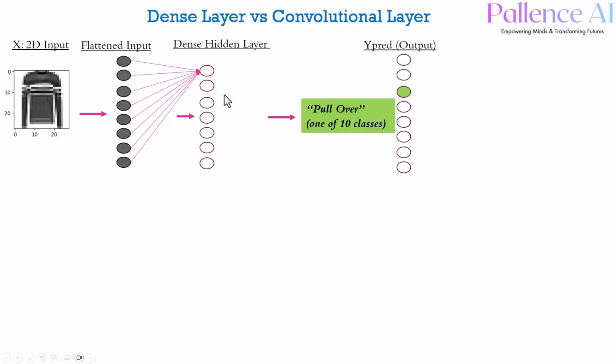So again, the hidden layer is a dense layer, and the final output layer is a dense layer. Awesome. So this is a simple neural network with one hidden layer and one final output layer. So what is the problem? Why do we even need convolutional layers?